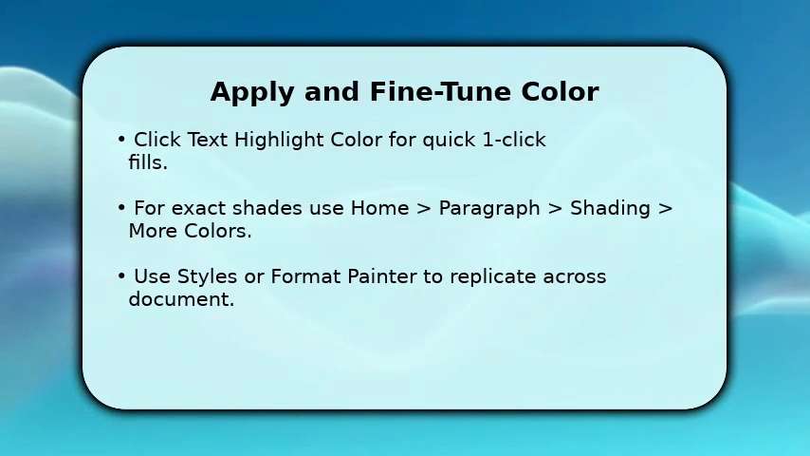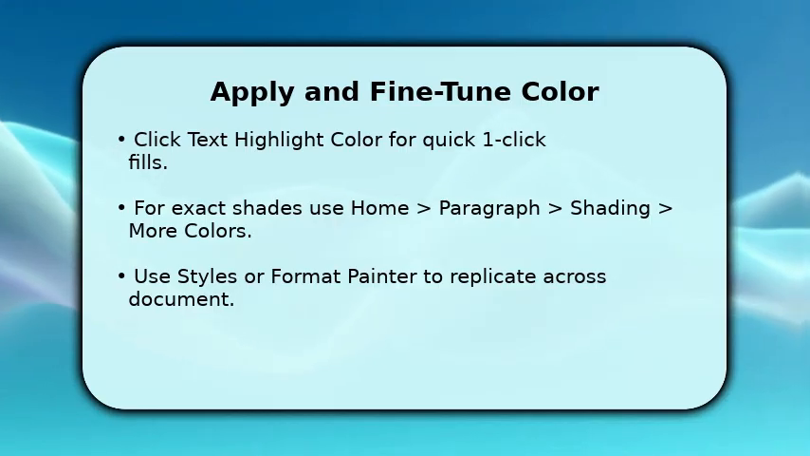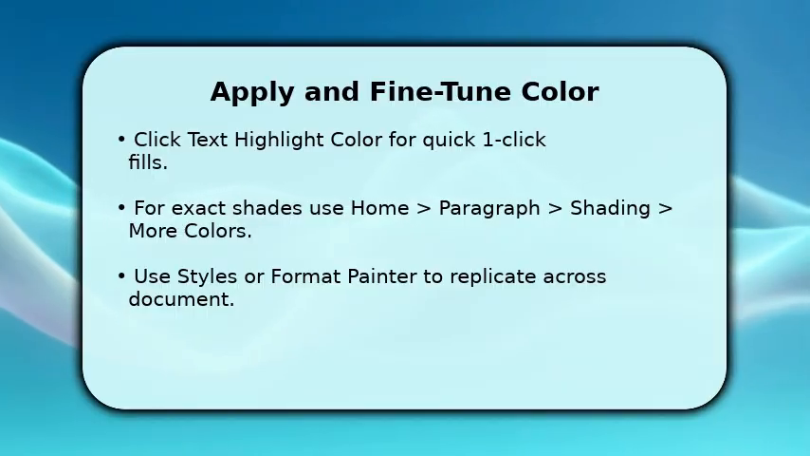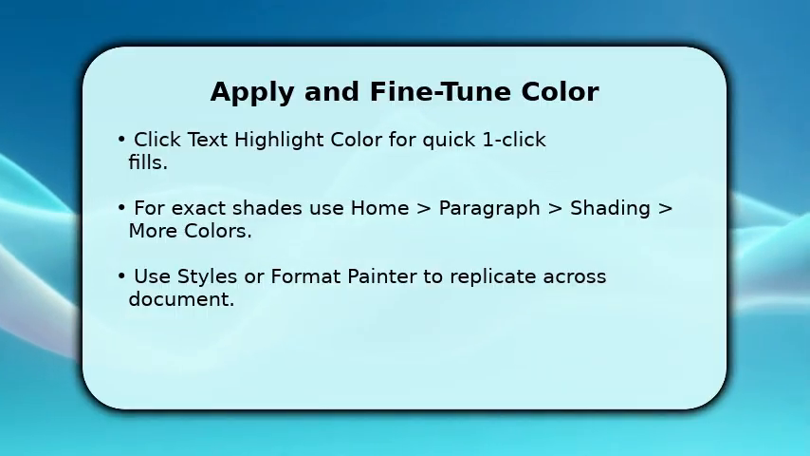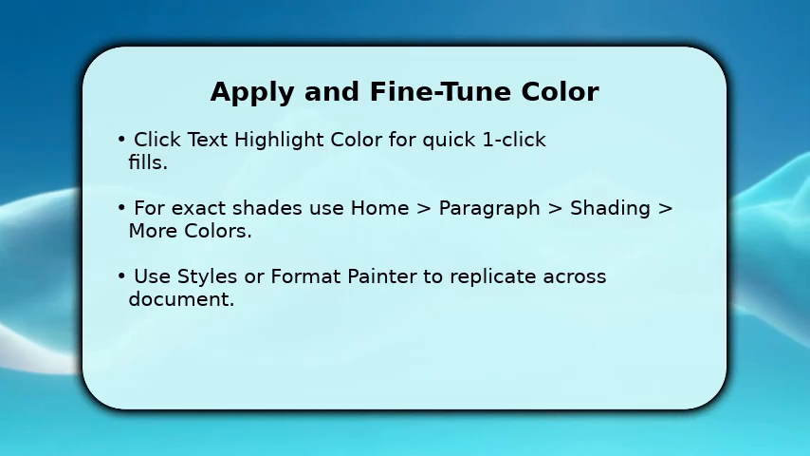You're ready to apply and fine-tune the color. Click Text Highlight Color for an immediate marker effect. If you need precise hues, open Home, Paragraph Shading, More Colors and pick an exact RGB or theme color. Once you apply shading, make sure to check paragraph spacing because shading covers the full line. Adjust spacing if it looks cramped.